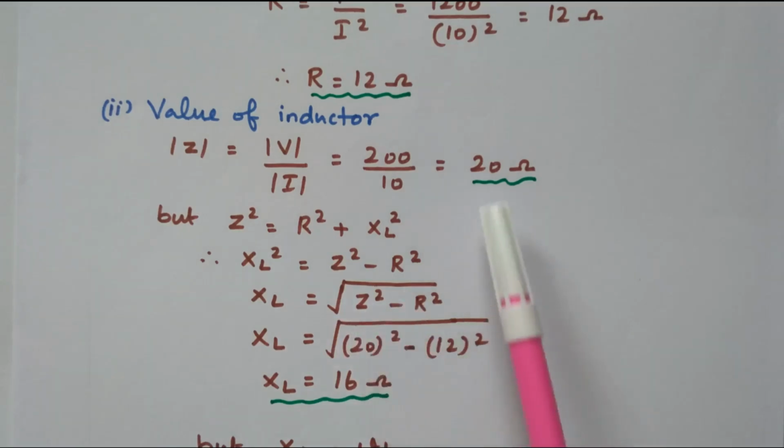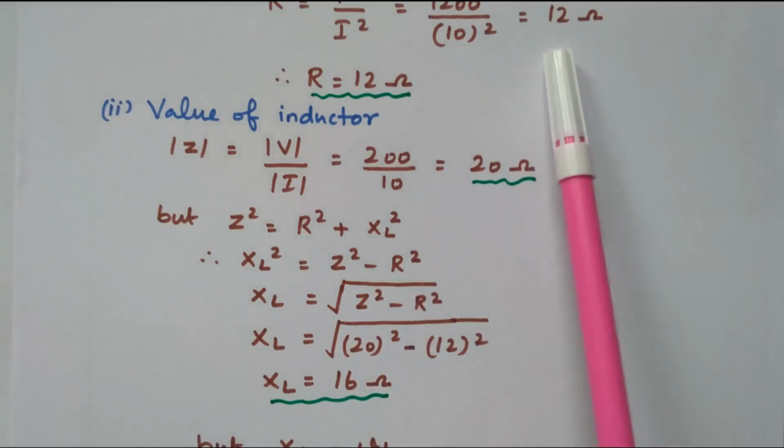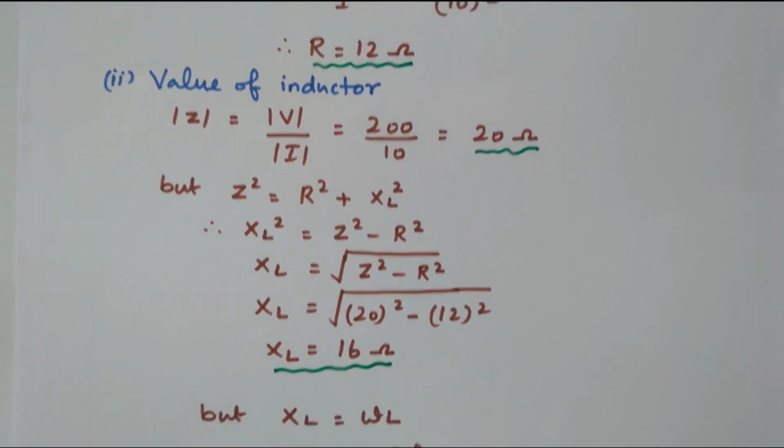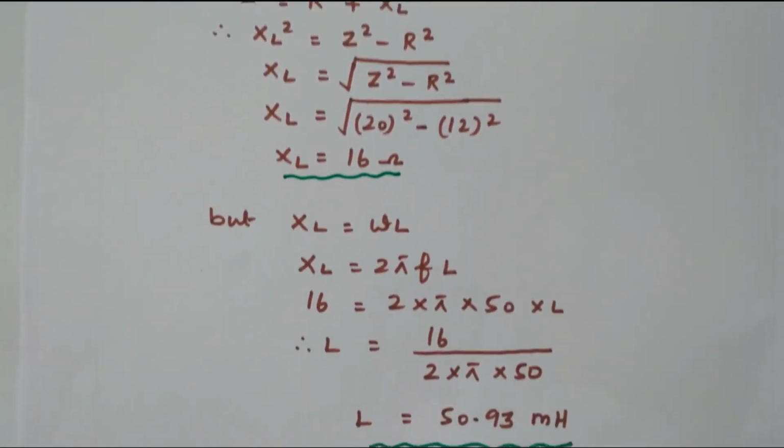So Z we already calculated as 20, squared, minus the R value of 12 ohm, squared. By simplifying we got 16 ohm. The inductive reactance is 16 ohm. For this inductive reactance, another formula is available.